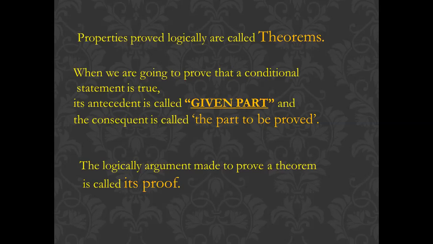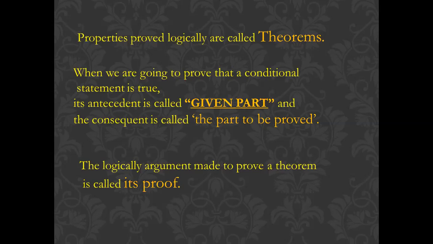When we are going to prove that a conditional statement is true, its antecedent is called the given part and the consequent is called the part to be proved. For example, if a quadrilateral is a rhombus, its diagonals are perpendicular bisectors of each other. Here, the given part is: quadrilateral is a rhombus, and the part to be proved is: its diagonals are perpendicular bisectors of each other.